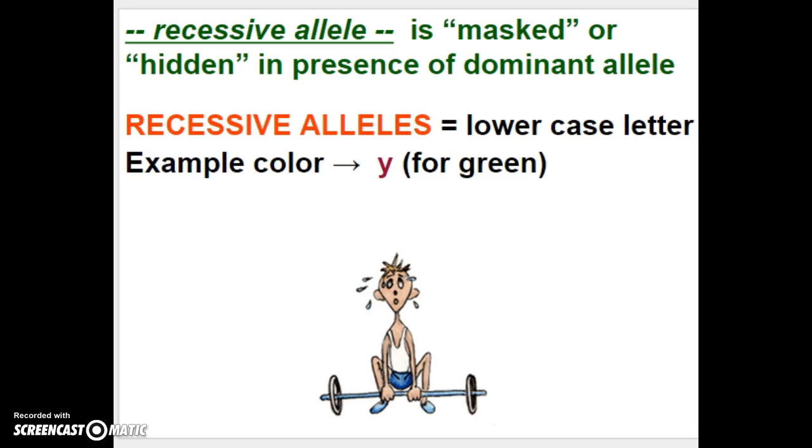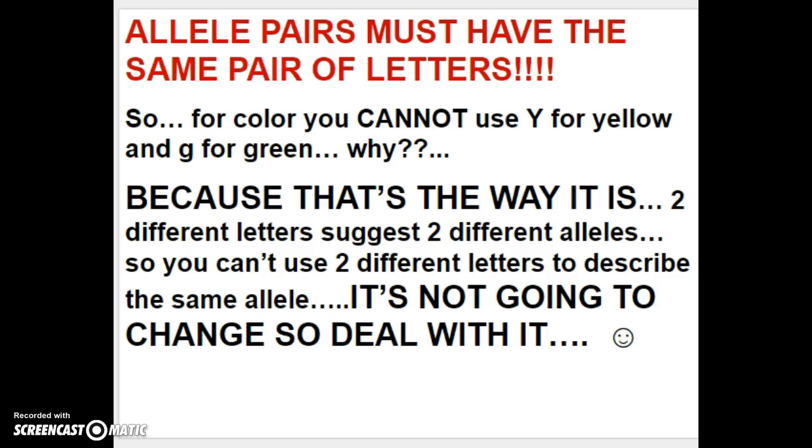Recessive alleles, the green peas in the 3-to-1 ratio, those seem to get masked or hidden in the presence of a dominant allele. So we represent recessive alleles using lowercase letters. So in the color example, if capital Y is yellow and yellow is dominant, lowercase y is recessive and that will stand for green. Now, I know what a lot of you are saying, why can't I use Y for yellow and G for green? Because that's the way it is.